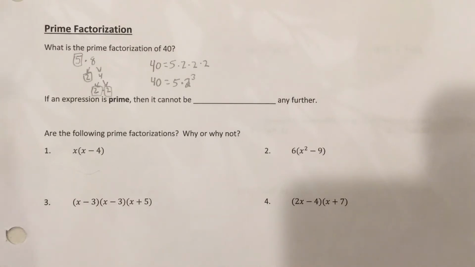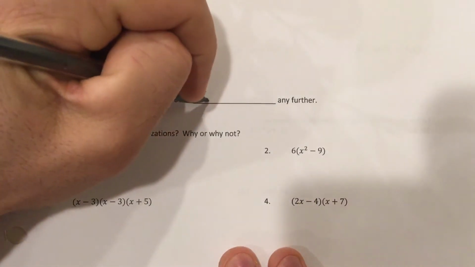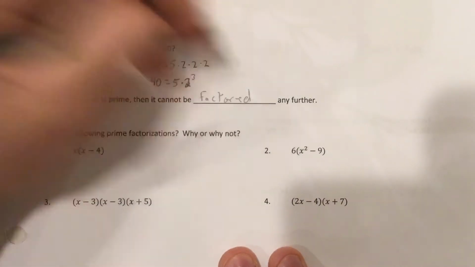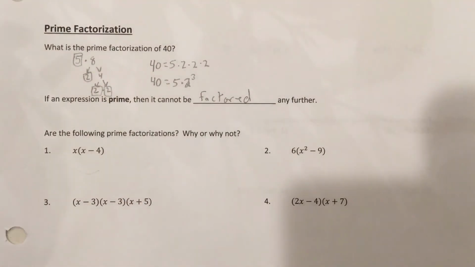Now that we're in algebra 2, we're not going to quite write it like that, but if an expression is prime, that just means it cannot be factored any further. And again, we're talking about expressions now. So if we look at our examples here, basically, bottom line, if you can factor it further, it's not prime. If you can't factor it further, it is prime.